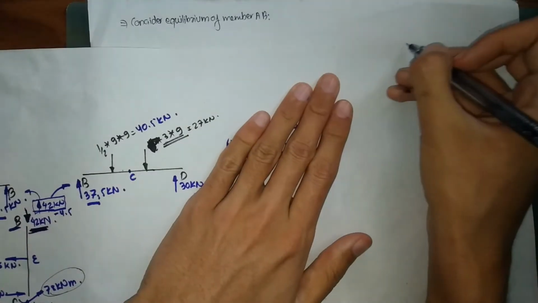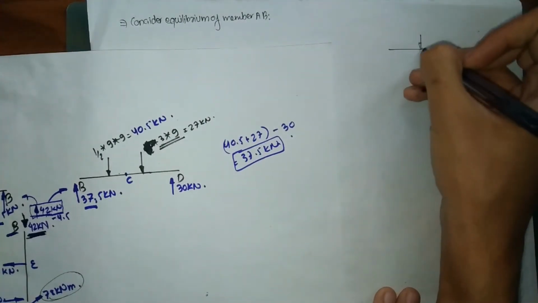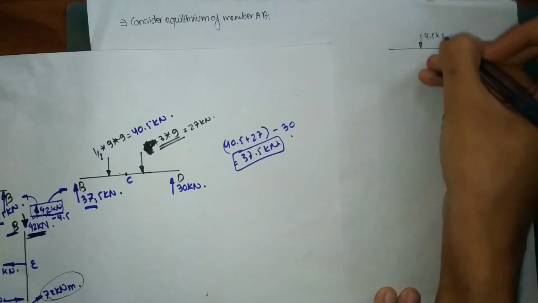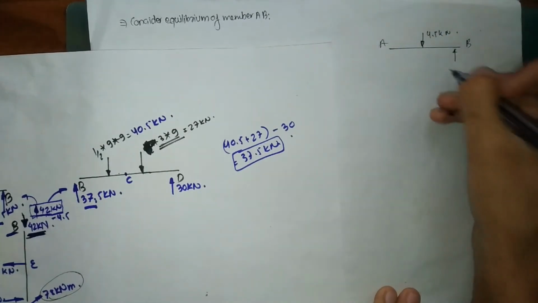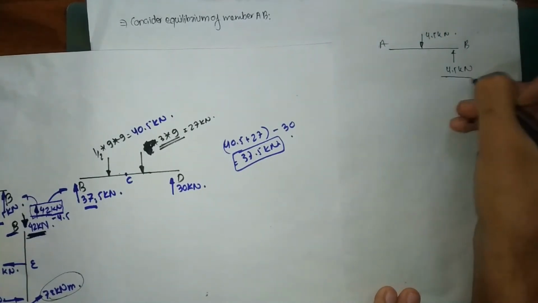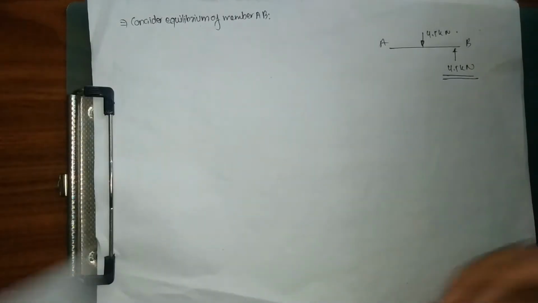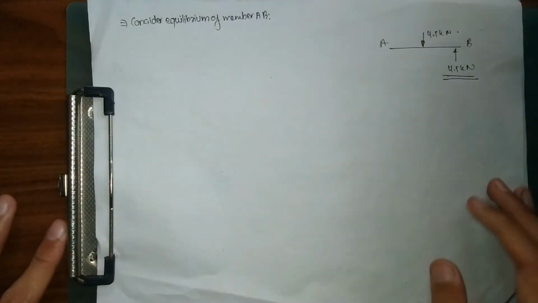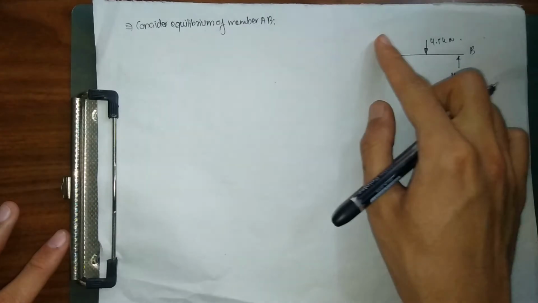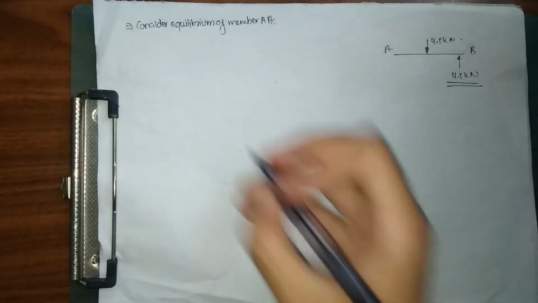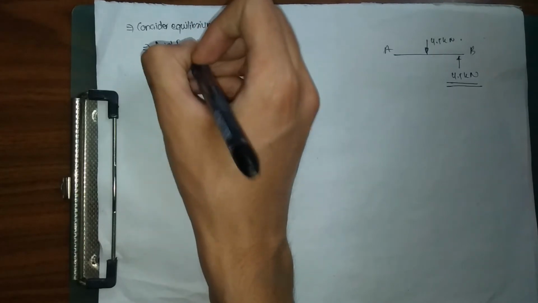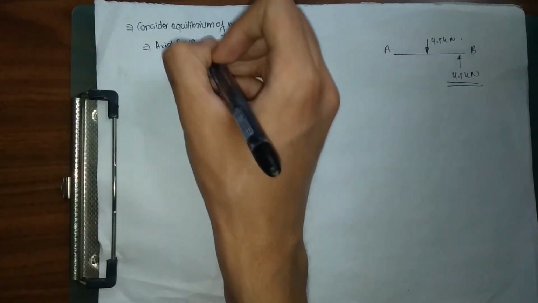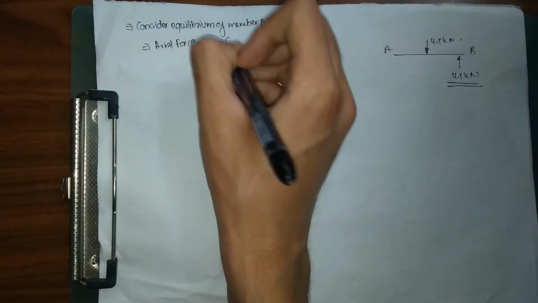So let me draw my figure for member AB as well. I have in this way 4.5 kilonewton, and this is my B, this is my A, and 4.5 kilonewton acting upward. So firstly we are going to calculate our axial forces. As you can clearly see for member AB, there is no axial force, because there is no force acting along the direction AB. So axial force in AB equals 0 kilonewton.